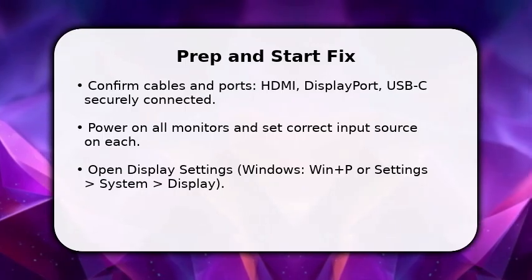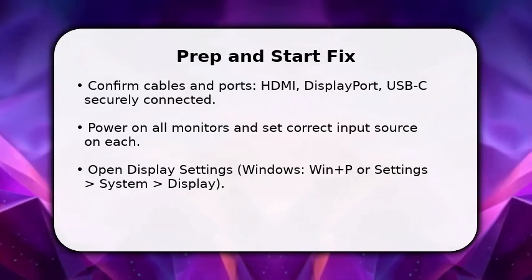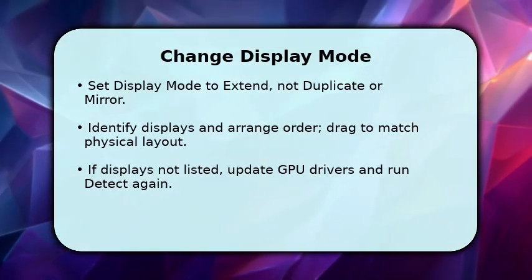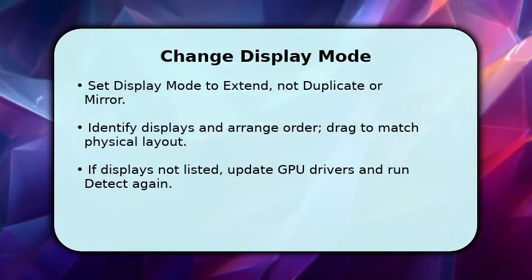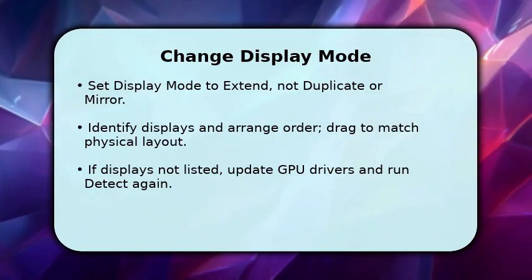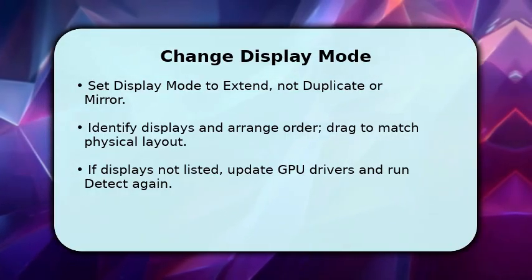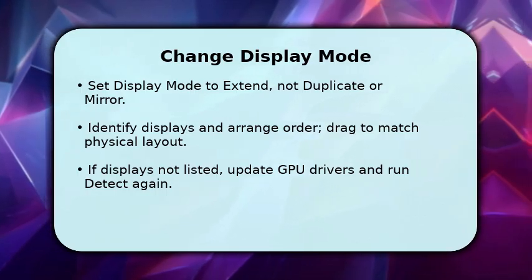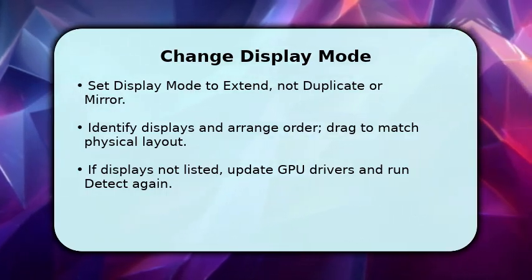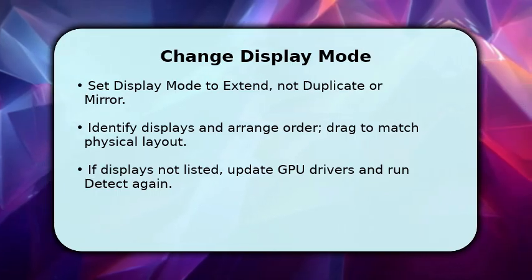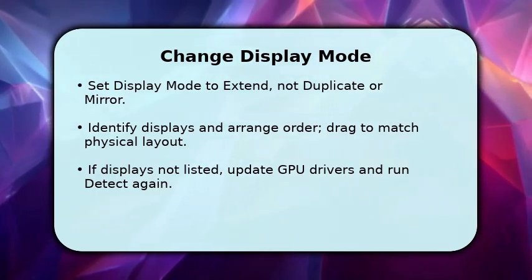Now shift into the detailed execution. Change the projection mode to Extend so each screen becomes independent. In Display Settings, select the second monitor and choose Extend these displays. This fixes most duplicate output cases. Next, identify displays and drag them to match your physical setup so the cursor flows naturally.